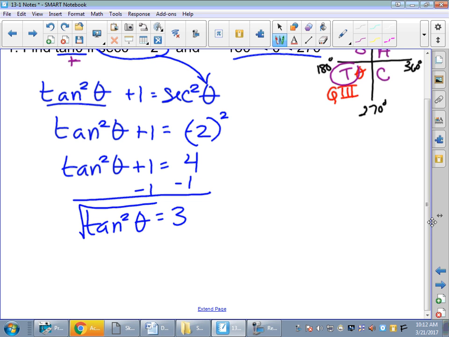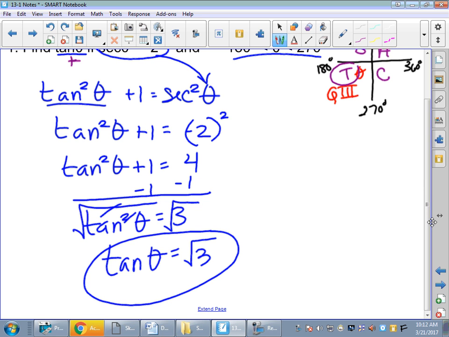Then to undo the square, I'm going to take the square root. The square and the square root cancel. And so tangent theta is equivalent to the square root of 3. And there's our answer. And it's going to be positive because it's in the third quadrant.